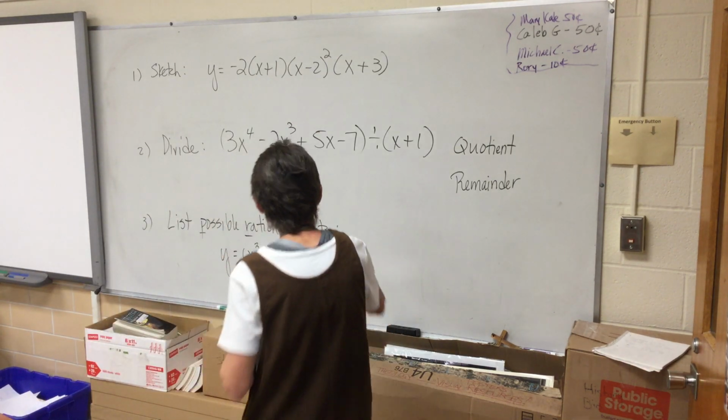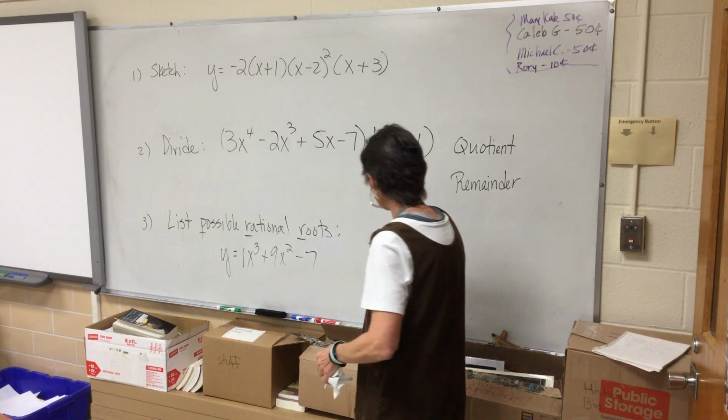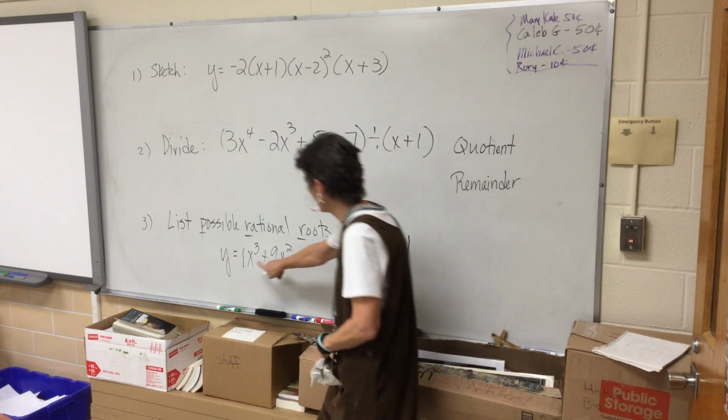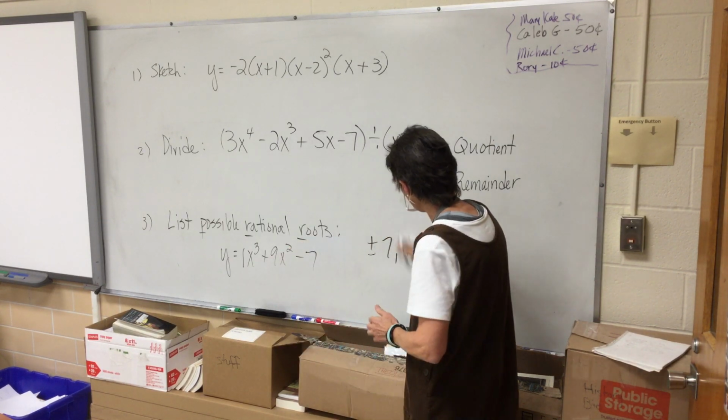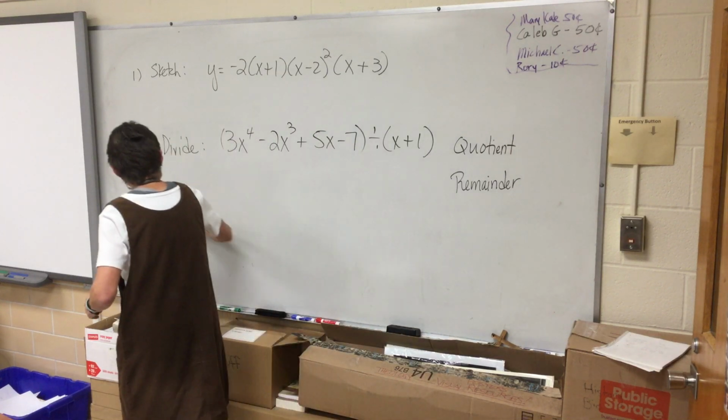Okay, so the possible rational roots, let me just run through it real quick again. We're plus or minus 7 and 1, because it's factors of the last number over factors of the first number. Okay, so then we had to do a division.